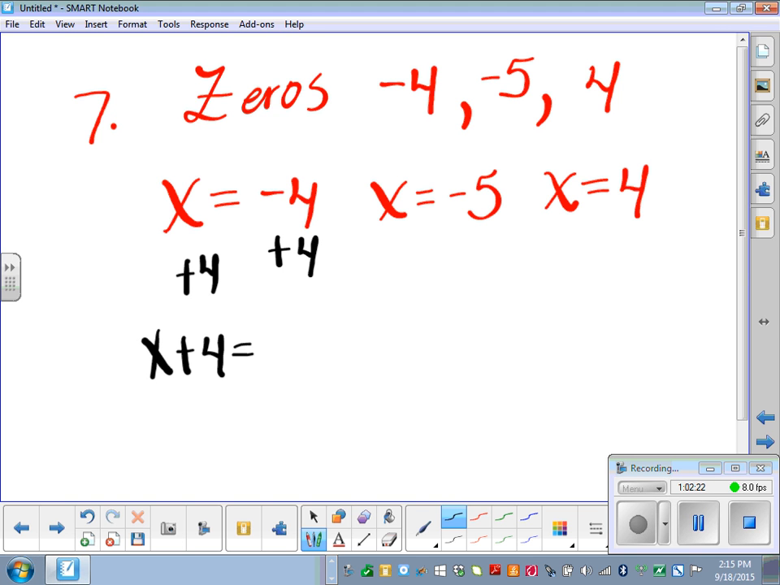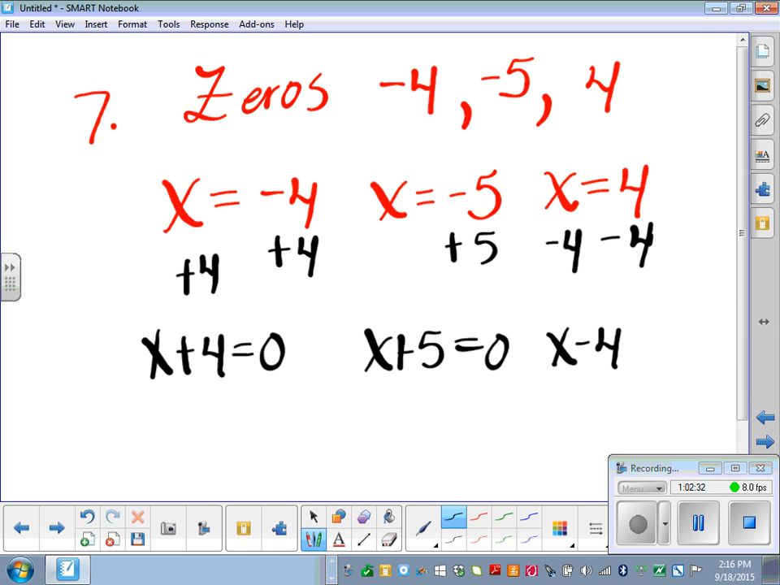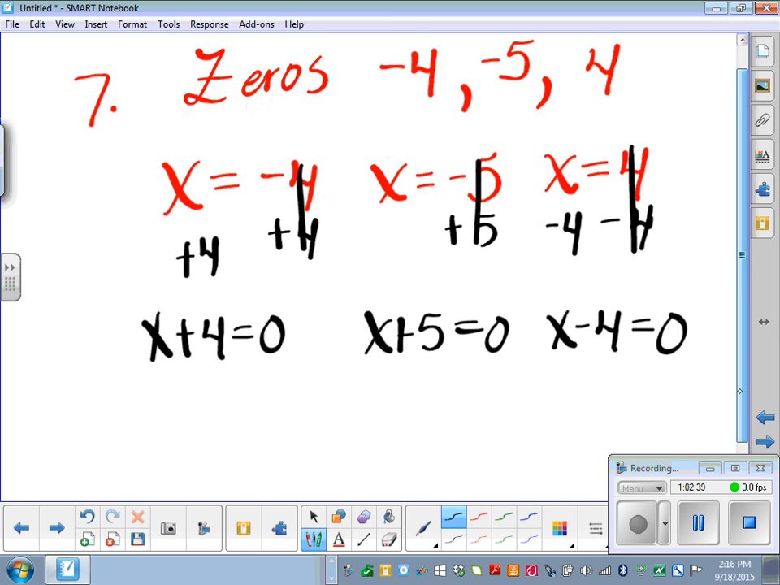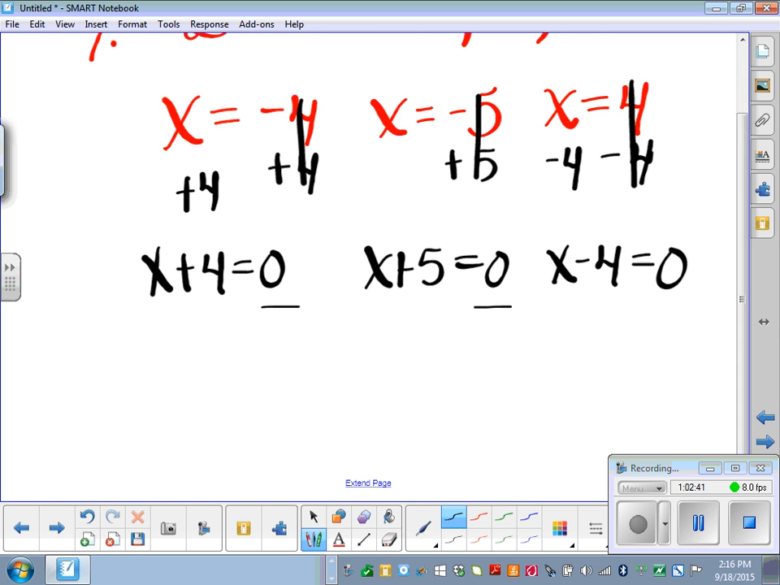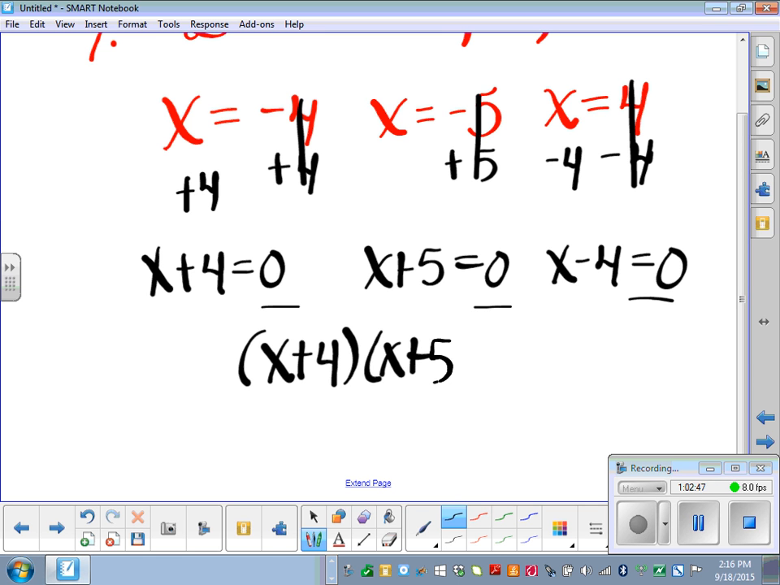So we're going to have x plus 4 is equal to 0, and we're going to add 5, so we'll have x plus 5 is equal to 0. And we're going to subtract 4 from both sides. So we have x minus 4 is equal to 0. So that'll be 0, 0, 0. Now we're working backwards, so since they're all equal to 0, we can bring them together and say that x plus 4 times x plus 5 times x minus 4 is equal to 0.